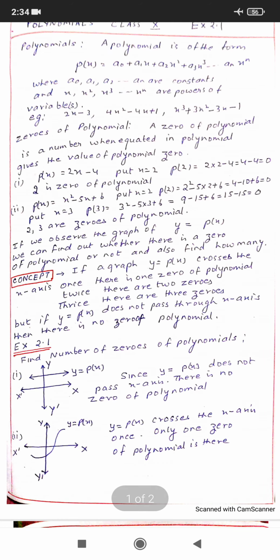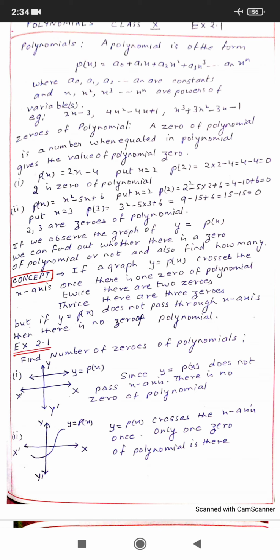Zeros of polynomial. What are zeros of polynomial? A zero of polynomial is defined as a number which, when substituted in the polynomial, gives the value 0. You can see it in the example p(x) = 2x minus 4. Put x = 2. What do we get? P(2), in place of x is 2, 2 times 2 minus 4. 4 minus 4 is 0. So 2 is a zero of the polynomial.